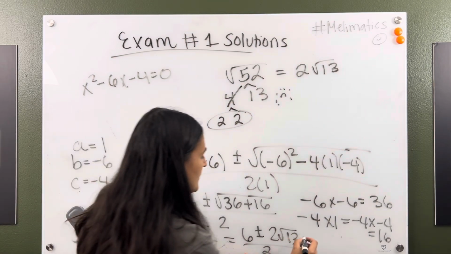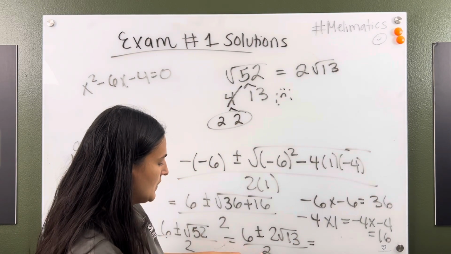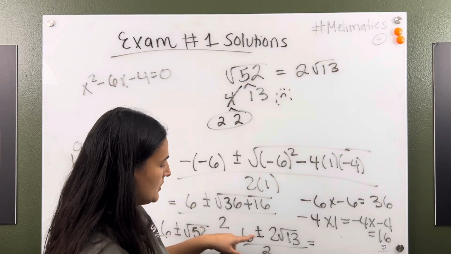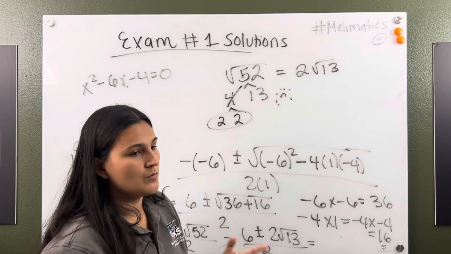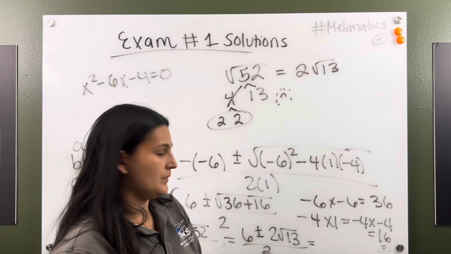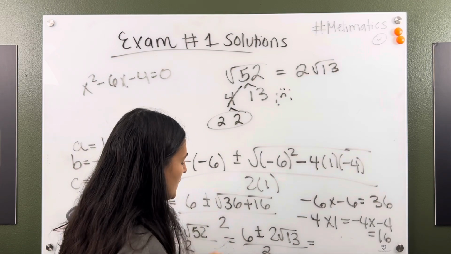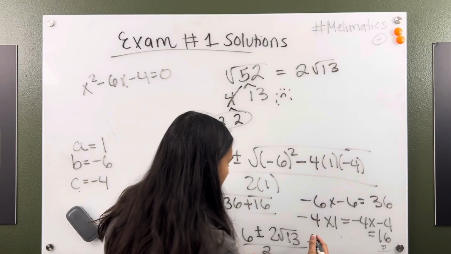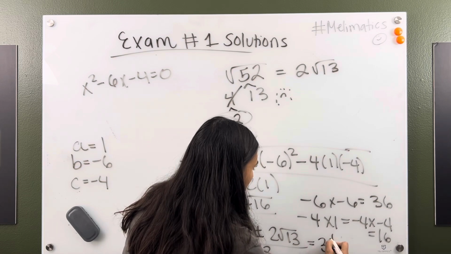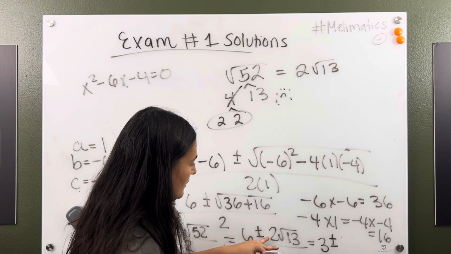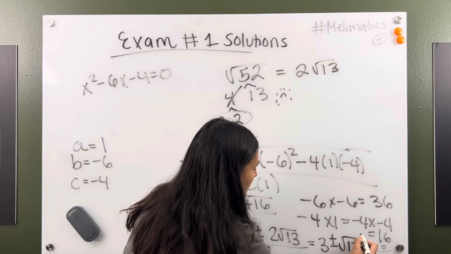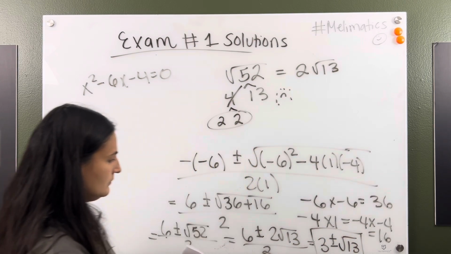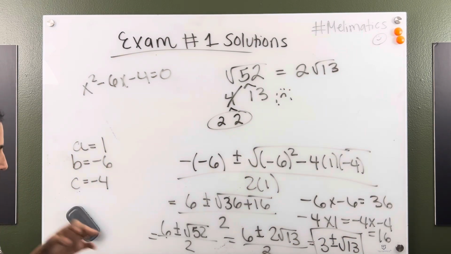And then, of course, be very careful. This 2 is trying to divide the whole numbers, not the square root. You cannot divide a square root by a number that is not in a square root, okay? They're not like terms. So this is 6 divided by 2, if possible, which it is, that's just 3, plus or minus 2 square root of 13 divided by 2. That's just the square root of 13.